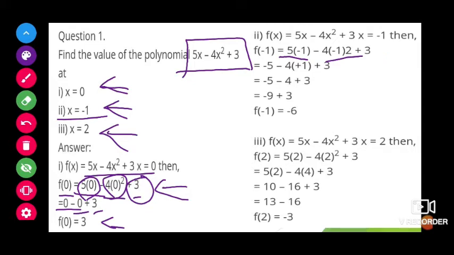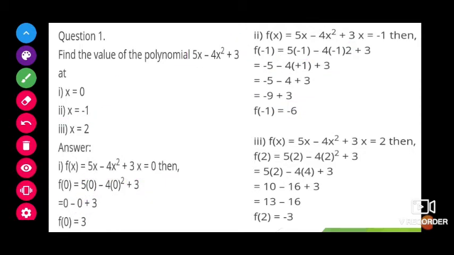Now 5 into minus 1. 5 ones are 5, but minus is there, so minus 5. Next, 4 into minus 1 square. Whenever we apply the square, minus 1 square becomes a plus. So minus 4 into 1, minus 4. Plus 3 as it is. Now we will add minus 5, minus 4. We will get minus 9. Minus 9 plus 3, minus 6 is the answer.